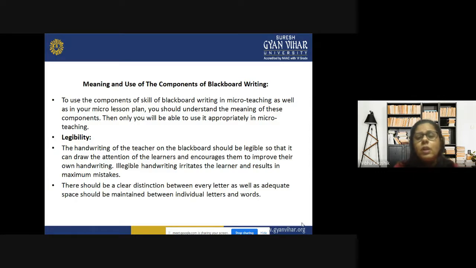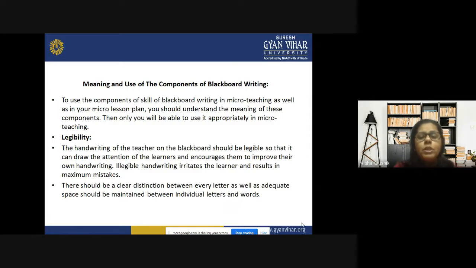You should understand the meaning of these components. You must understand the different components and their meaning. Only then will you be able to use them appropriately in micro teaching. Now the first one is legibility.